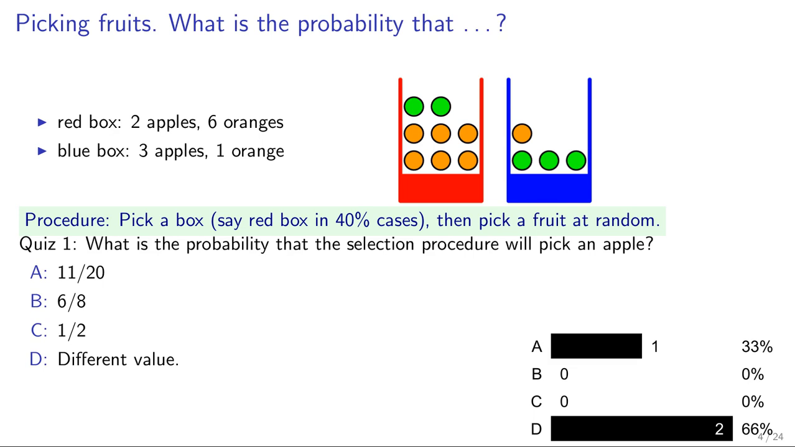So red box 0.4, then times 0.25. Lukasz is writing. All right, because there are 2 out of 8. Wait, but why would you have 0.25 for the apple in the blue box? There are 3 apples and 1 orange. I see. Yeah, so I guess Lukasz made just this mistake.